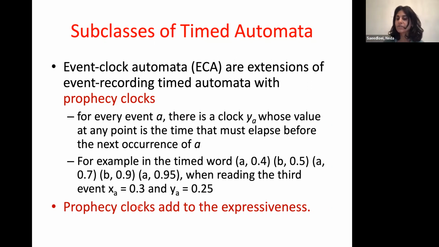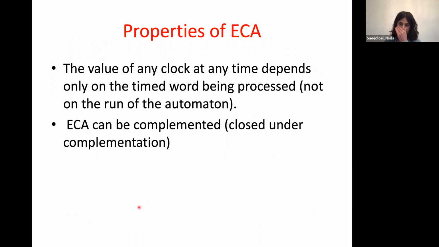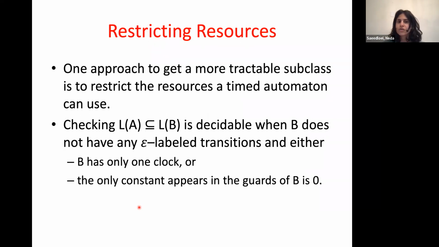Prophecy clocks add to the expressiveness of event recording automata. So now it turns out that the value of any clock at any time only depends on the timed word that is being processed, not the run of the automata, which means essentially that event clock automata can be complemented, which means these are closed under complementation. So that was the second class of useful timed automata.